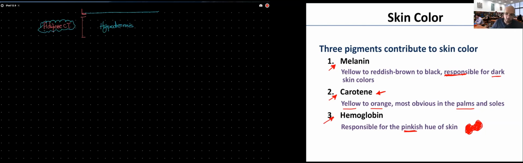Other skin colors that will have clinical importance, like the yellowish color of the skin, or what we call jaundice.